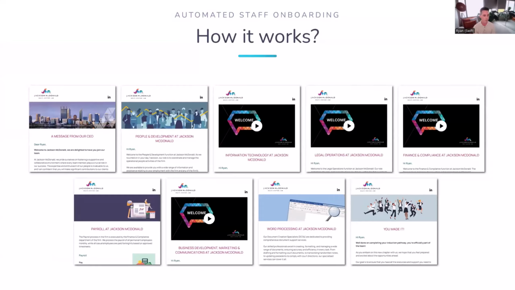You can see the very first email on the list is a welcome message from the CEO. So that's the first email that gets triggered to someone on the day that they start at Jackson McDonald. And then over the course of the next 30 days, they'll get triggered these additional follow-up comms. These all get sent automatically. There's no other human intervention needed. They just all go based off the back of that welcome email being sent.